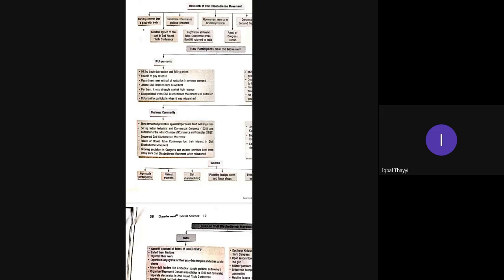In urban areas, the women from high caste families also came out from their homes and actively participated in the CDM movement. Is it clear? Then next, it's about the limitations of the CDM. There are some important areas there.